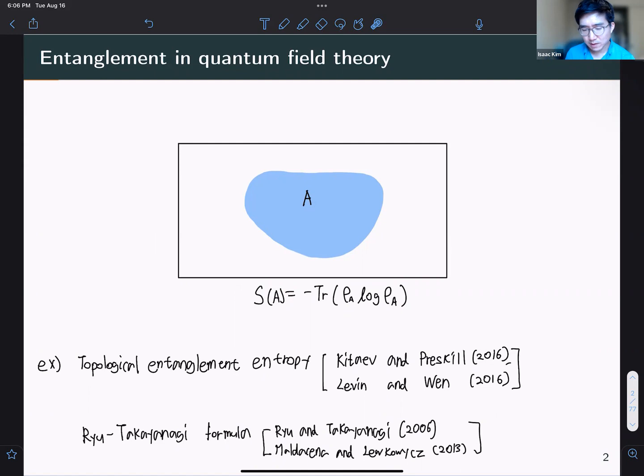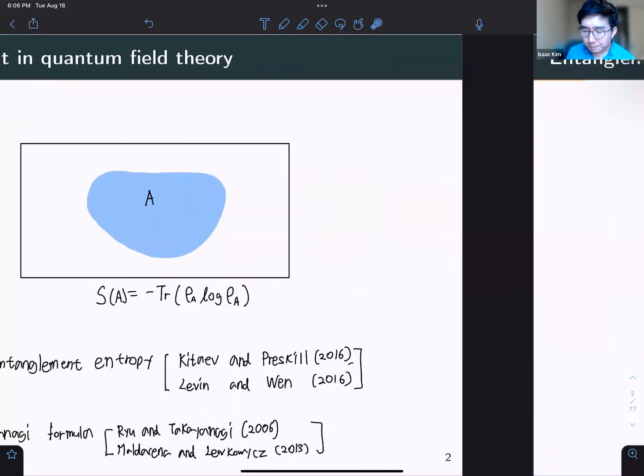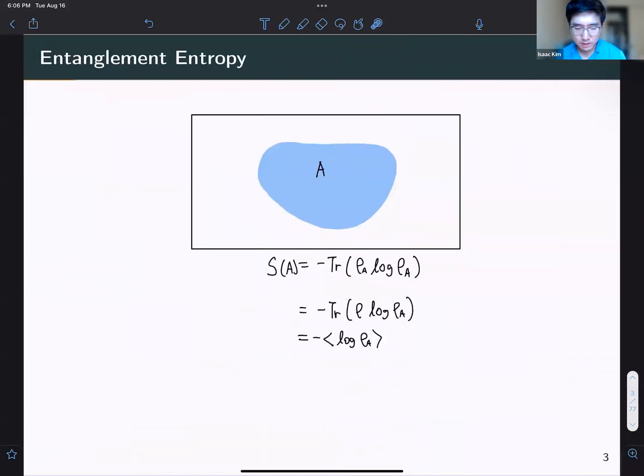I wanted to introduce it in such a way that it's somewhat similar to entanglement entropy. One way to think about the entanglement entropy is to view it as an expectation value of the log of rho A. Let's say I want to compute the entanglement entropy of subsystem A. This is just a formula, and we can rewrite things in a trivial way. This bracket just means the expectation value in quantum mechanics with respect to some global state. So entanglement entropy is really just an expectation value of the log of the reduced density matrix.